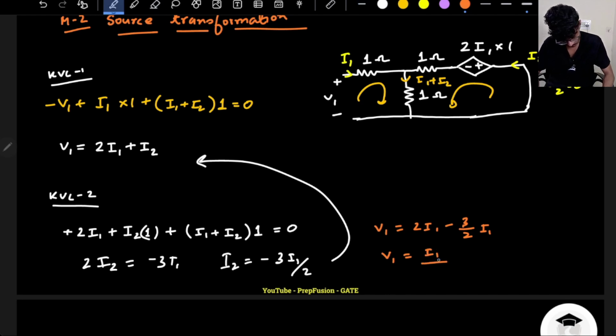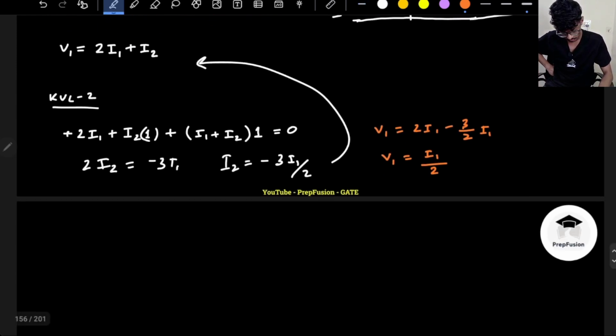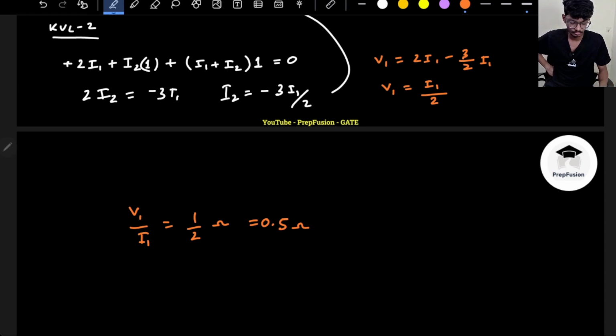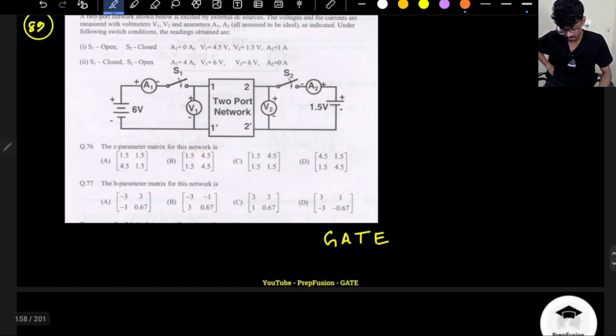If I multiply 2 here, 4 divided by 2, I1 divided by 2. So from here as well you get the ratio that V1 by I1 equals 1 by 2 ohms. So from here you can write your answer, that is V1 by I1 equals 1 by 2 ohms. So this will be the answer for this question. Let's move on to the next question.